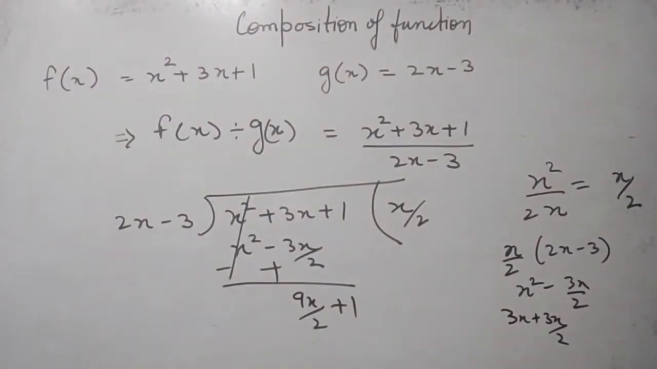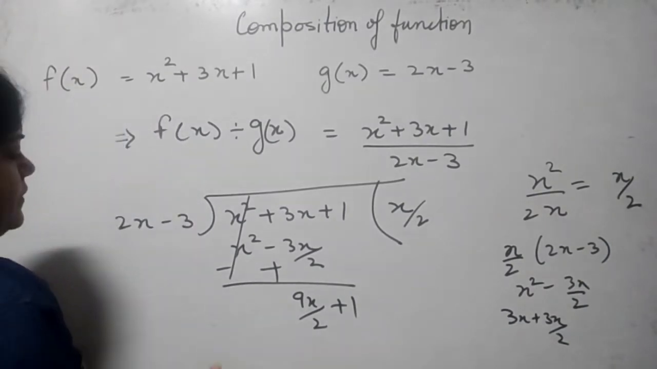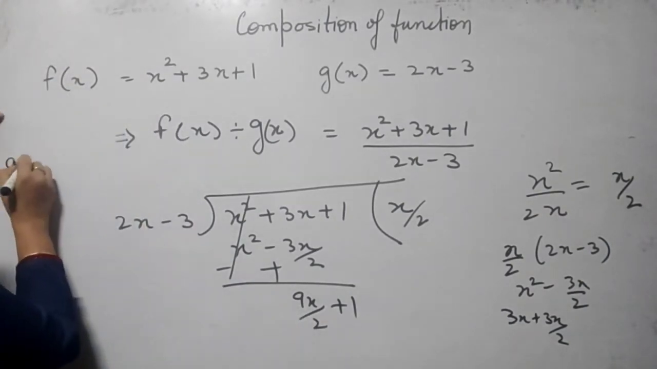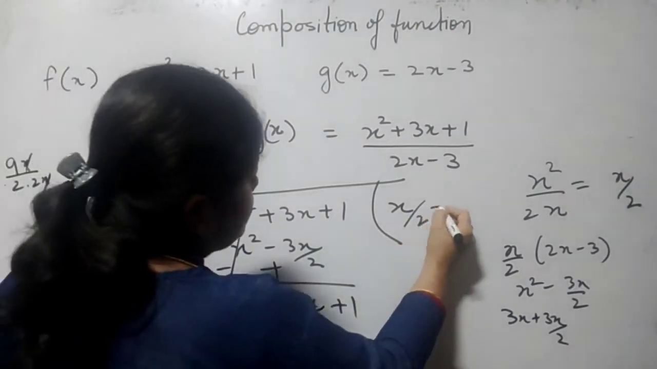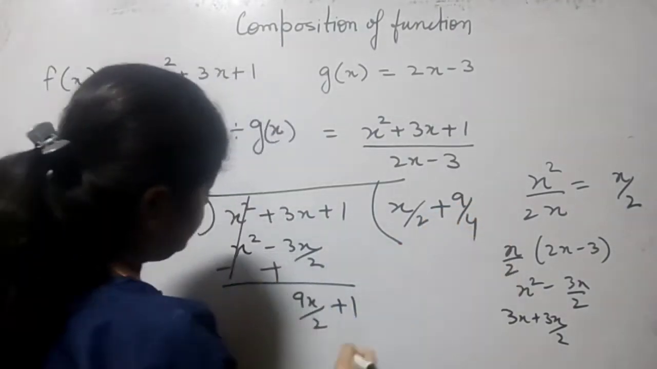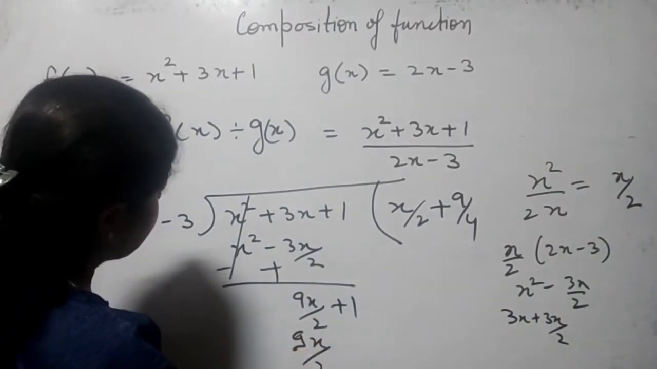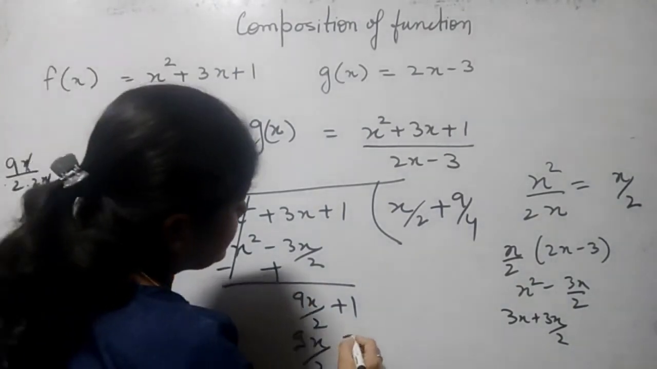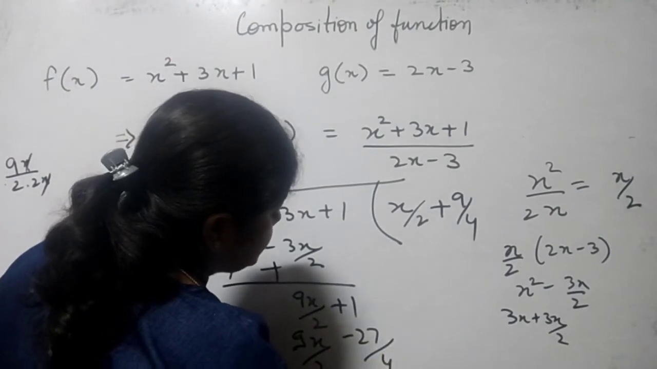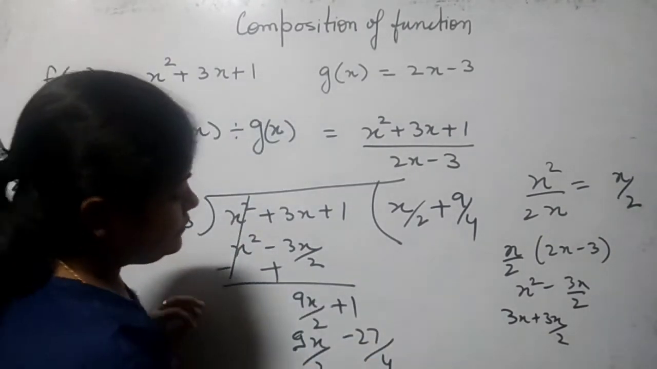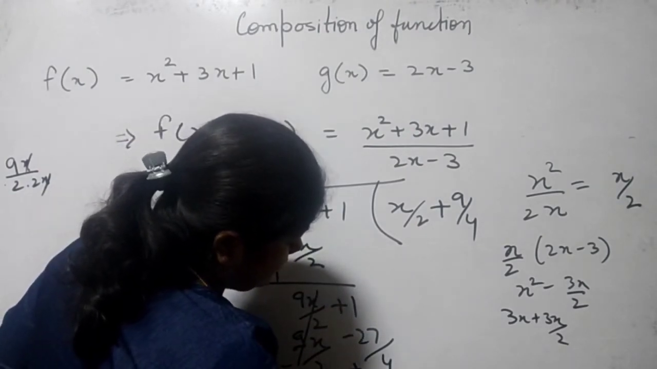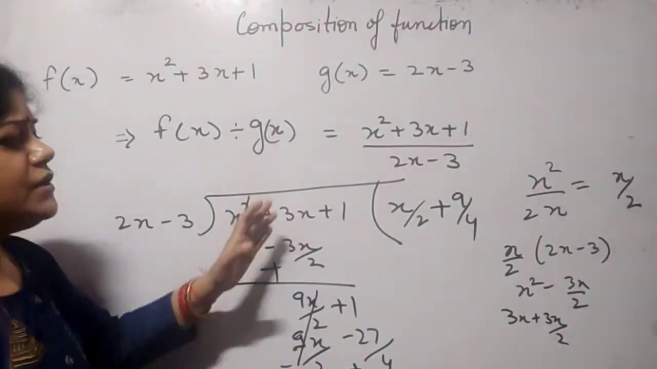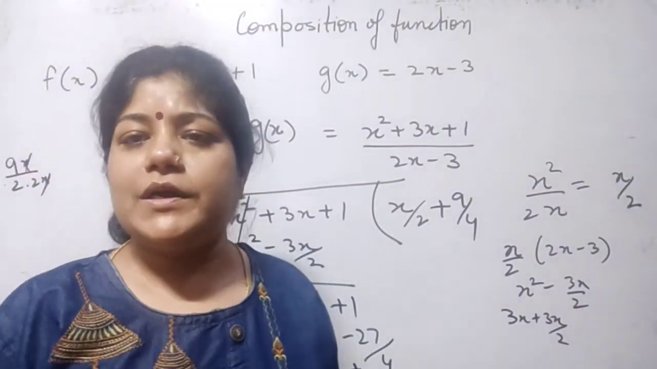Again we find what we write over here. 9x by 2 divided by 2x. Gets cancelled, that is 9 by 4. So here we get 9x by 2. Here 9 threes are minus 27 by 4. So ultimately we get the remainder. This becomes plus minus, it gets cancelled. That is 31 over 4. So in this way we divide two functions.